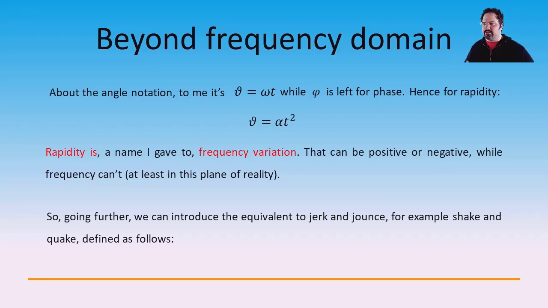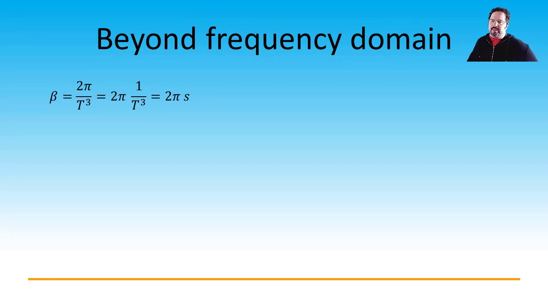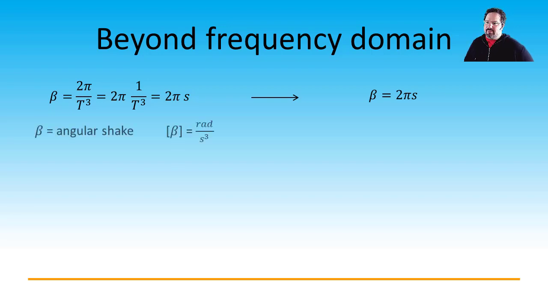So going further, we can introduce the equivalent to jerk and jounce, for example, shake and quake, defined as follows. Beta is equal to 2 pi over t cubed, and eventually beta is equal to 2 pi s, where beta is angular shake, and its unit of measure is radians over second cubed. And s is shake, its unit of measure is cycles over second cubed, and I gave the name Neptune because I was thinking at mythology.